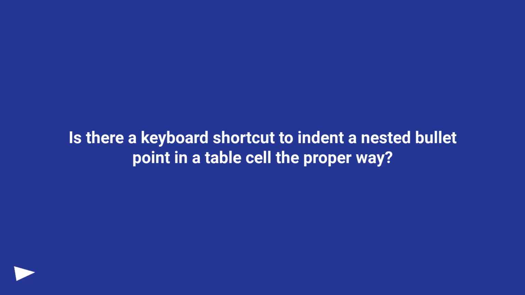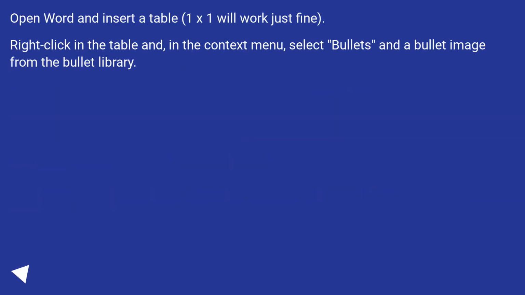Is there a keyboard shortcut to indent a nested bullet point in a table cell the proper way? Open Word and insert a table, one by one will work just fine. Right-click in the table and, in the context menu, select Bullets and a bullet image from the bullet library.